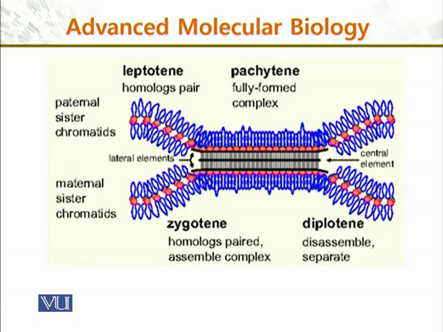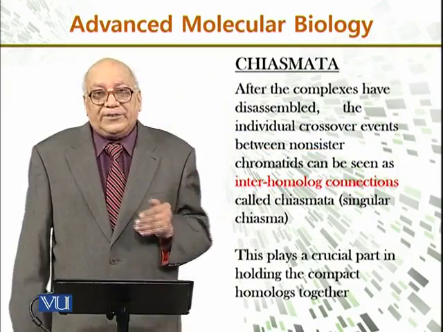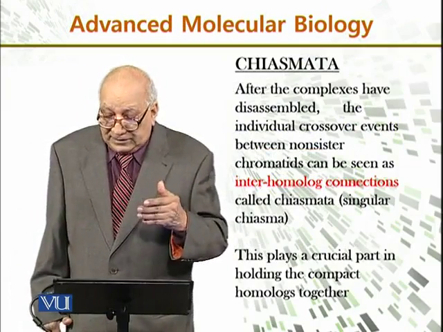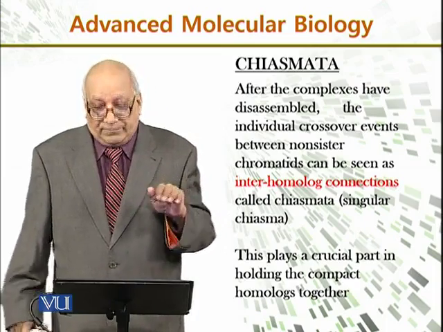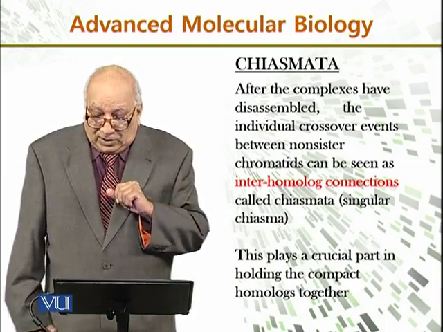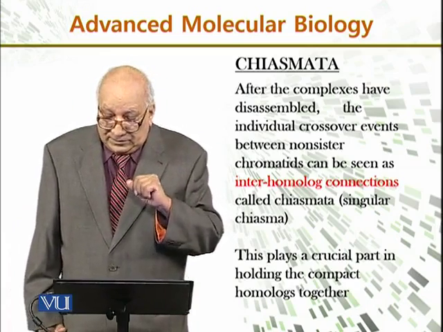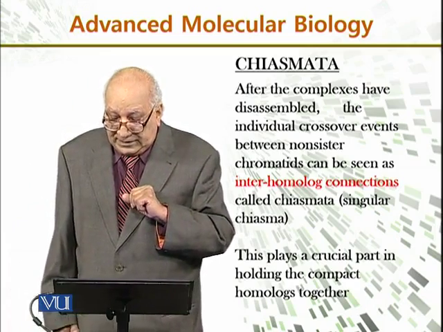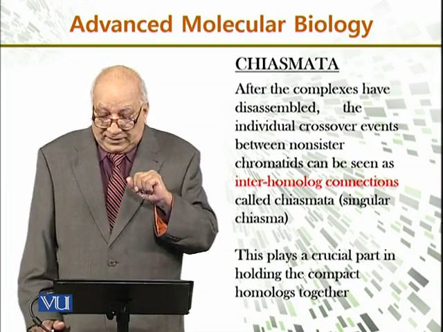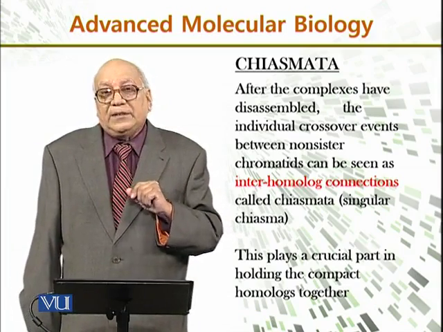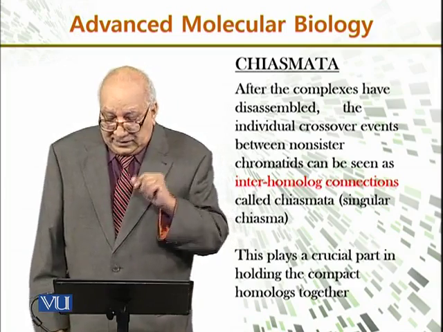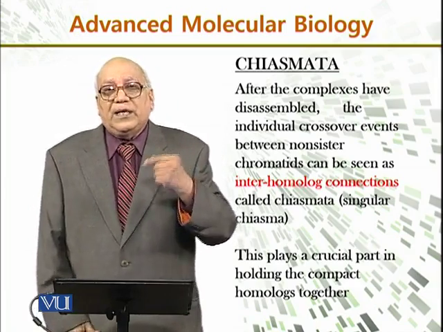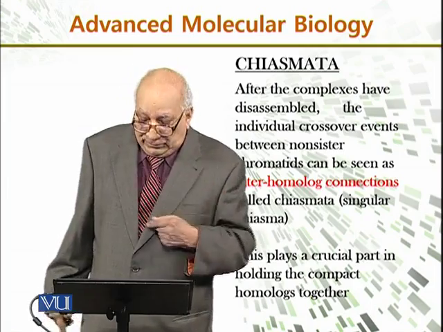And inside, there are the core. And it is just like a zipper. जिस तरह zipper होता है, उस तरह है how they will separate. And then the final stage, that is the chiasmata, and after the complexes have disassembled, the individual crossover events between non-sister chromatids can be seen as interhomolog connections called chiasmata. Chiasmata is the plural, and the singular is chiasma, which you have come across in your textbook frequently.